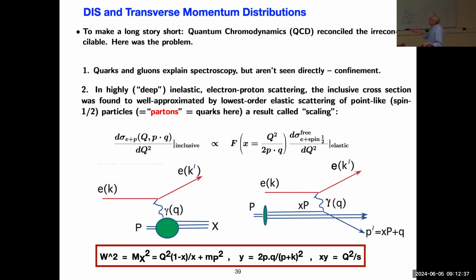Now, why is this irreconcilable? Well, the problem is we have confinement. We know we're not going to get isolated quarks out of this thing. And yet the inclusive cross-section is given by scattering as though it were of a free particle. In other words, when we say it's a free particle, it's free from the strong interactions point of view. We know it's not free from the electromagnetic interactions because it absorbs the photon. Okay, all right, so that's where we are with this.